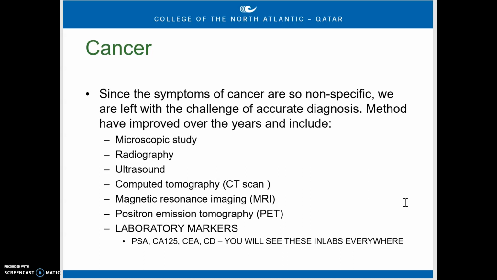And then we also look for things in the lab. So we can take a blood test and look for certain things like PSA, for example, for prostate cancer, CA-125, CEA, CD. So these things are commonly looked for in blood tests, and that's an early warning sign, or could be an early warning sign of cancer if the levels of these different markers are elevated or lower, or however the case may be.